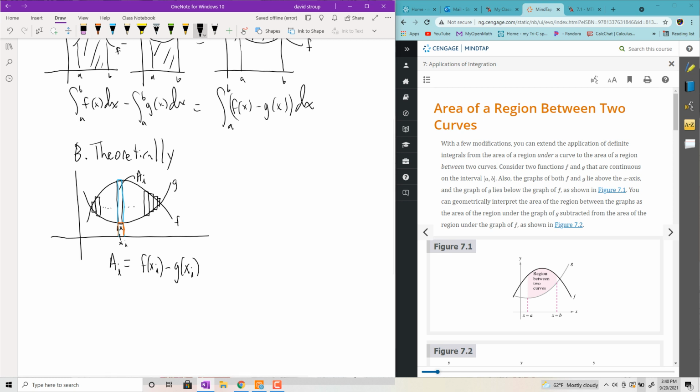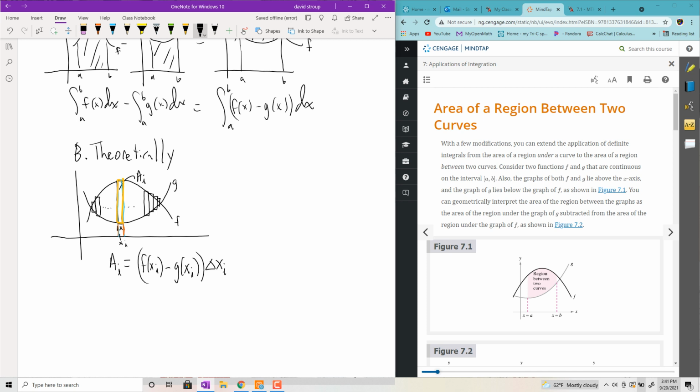That gives you the length of this rectangle here. Maybe let's put it in blue or maybe yellow. Okay, this rectangle. And then you just multiply it by the base, which is change in x, or change in x sub i if you have varying interval widths.